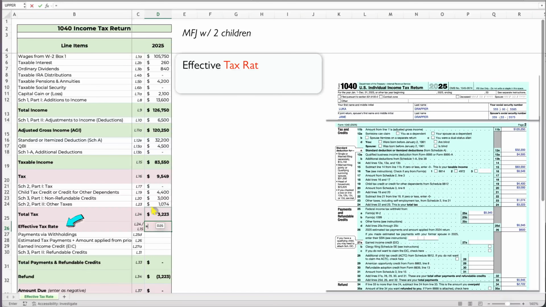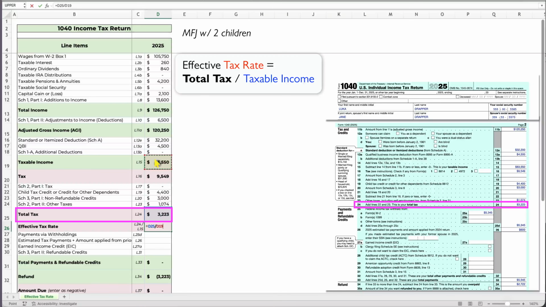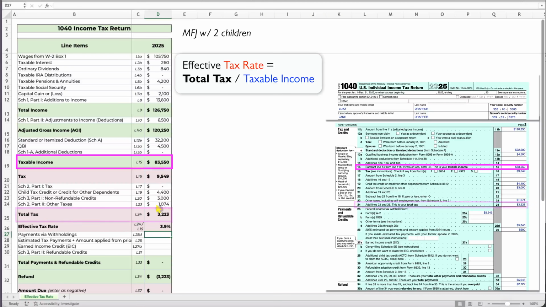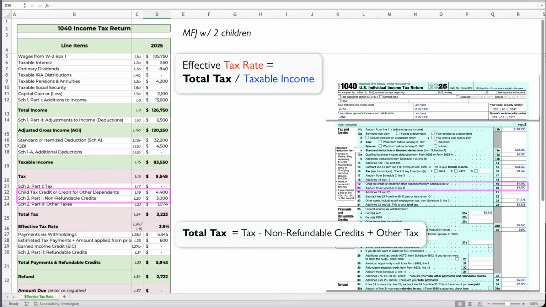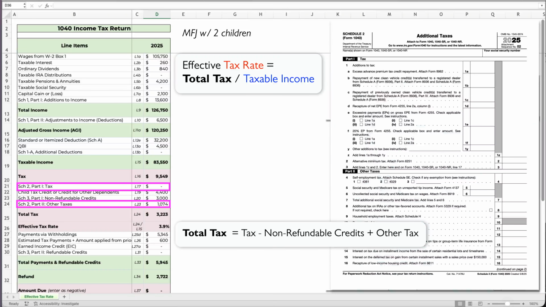Effective tax rate shows you the real tax rate you pay by dividing total tax by taxable income. Total tax on line 24 is what you owe after subtracting non-refundable credits and adding any additional tax like self-employment tax from Schedule 2.